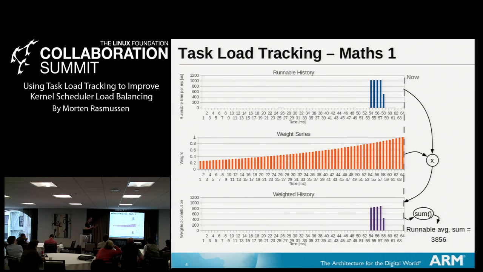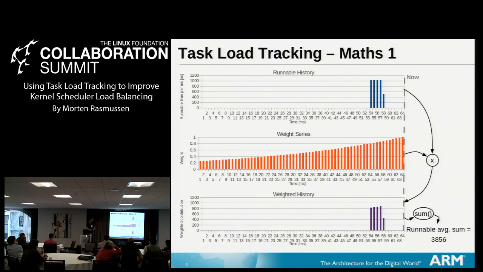And the way we use that in the calculation of the track load is that for each of these time slots, we apply a weight. And that's the weight I've represented in the second graph. So what happened just 1 millisecond ago has a weight of 1. What happened 2 milliseconds ago has a slightly lower weight, and so on. The further back in time our record is, the lower the weight.